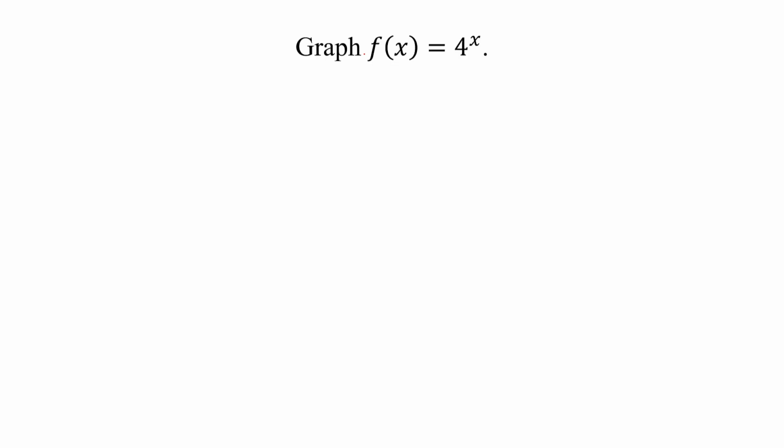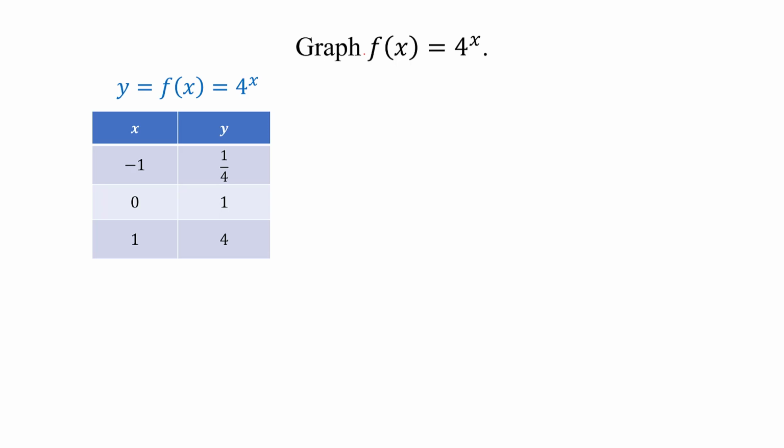the basic exponential function f of x equals 4 raised to the x. The first thing I would do here is choose the 3 x coordinates for points on my graph of -1, 0, and 1, and it doesn't really matter which basic exponential function I'm graphing. I always like to start with these same 3 x values. From these x values, I would find the corresponding y values.